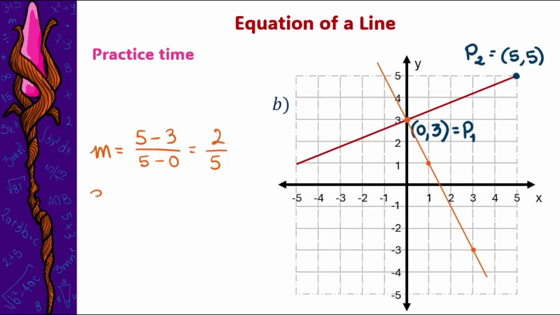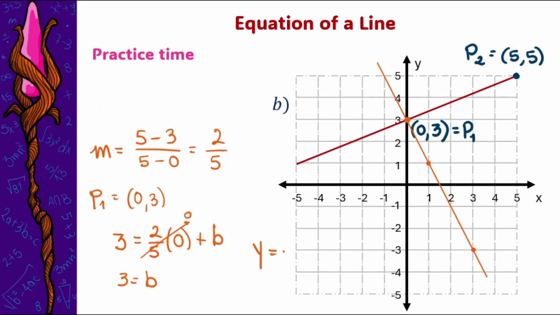I'm going to take the point (0, 3) and put it in the equation y equals mx plus b. Then y equals m, which I know is 2/5, times x, which is 0, plus b. This one goes to 0, and I have already that b is equal to 3. And yes, I can see it in the graph because (0, 3) actually belongs to the graph, so I had expected that b would be 3. Then the equation would be y equals 2/5 of x plus 3. This is the equation of the line.